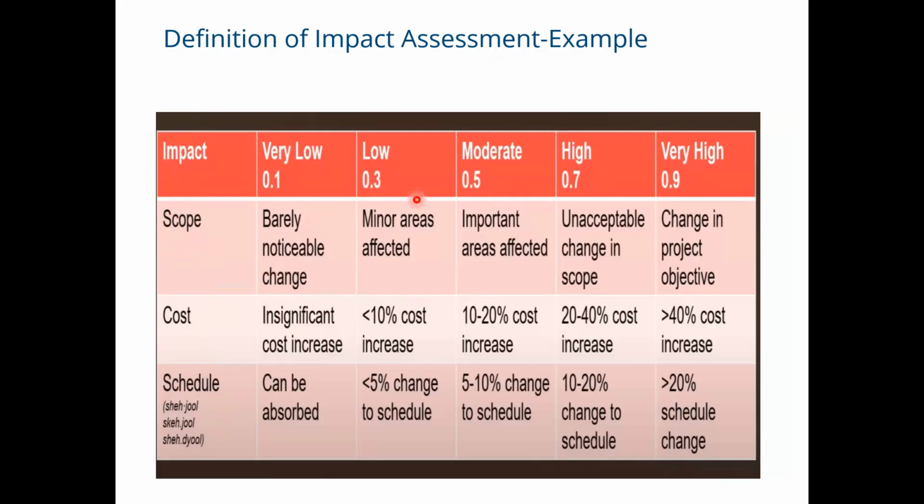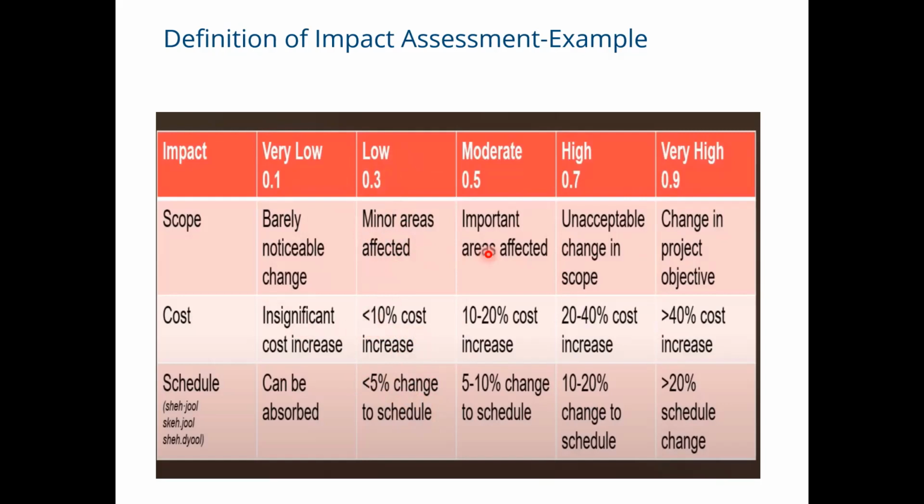Here you can also see that if it is very low, maybe the scope change is barely noticeable, and the cost increase is insignificant, or the schedule impact can be absorbed. But if it is in the low category, then maybe minor areas are affected in terms of scope, our cost increases by less than 10%, and there is less than 5% change to our schedule.